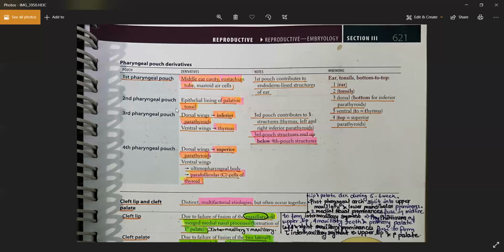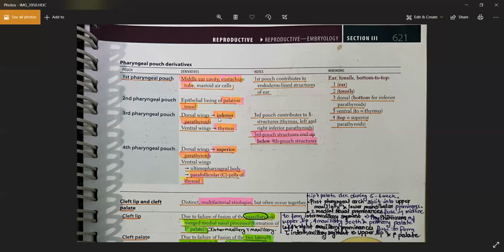Then you have the second pouch that will be forming your palatine tonsils. So whenever you have a tonsillitis, with hypertrophy of these tonsils, Step 1 can ask you from what structures these tonsils are derived. In case of tonsillitis, they will ask you this. So please note, the second pharyngeal pouch will be forming these tonsils.